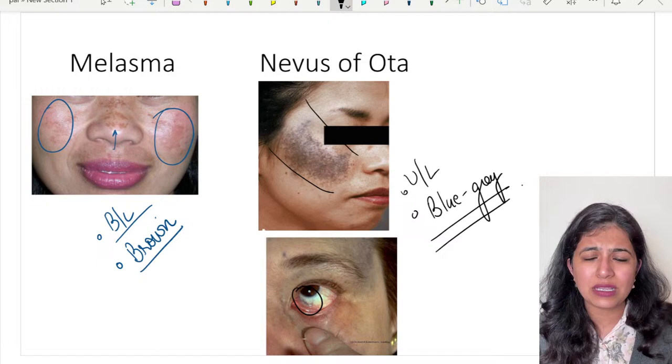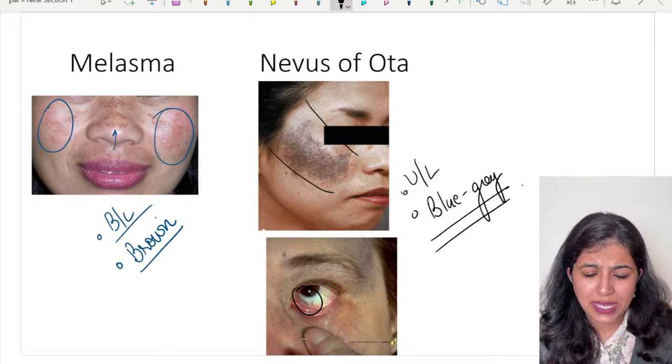Many a times melasma is also there in the options for rosacea, for malar rash. But they are red and this is brown.